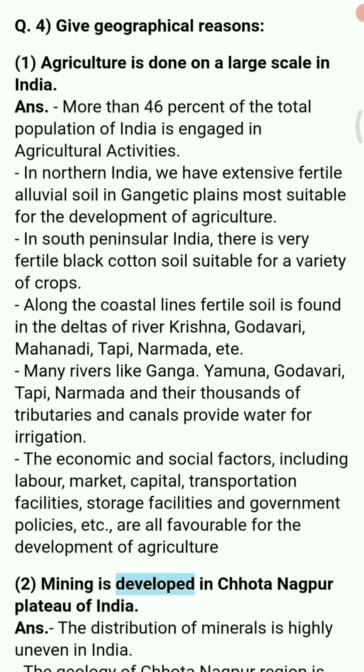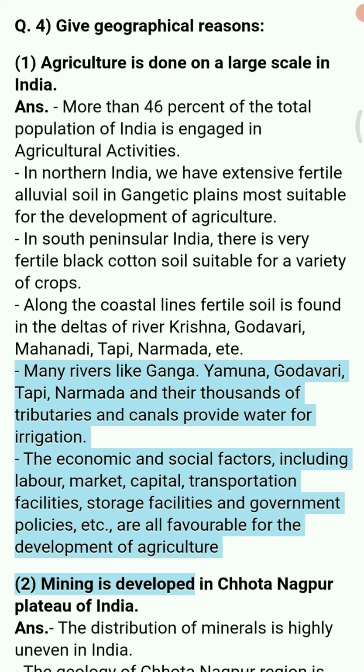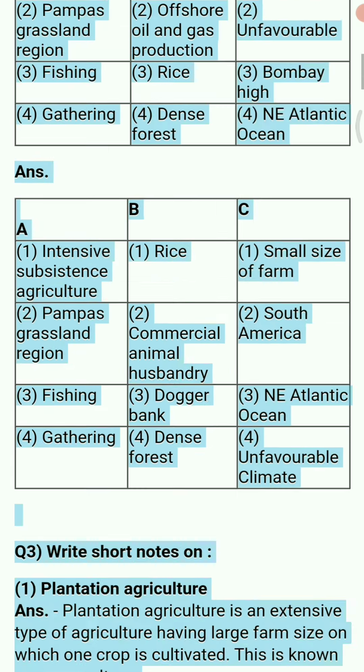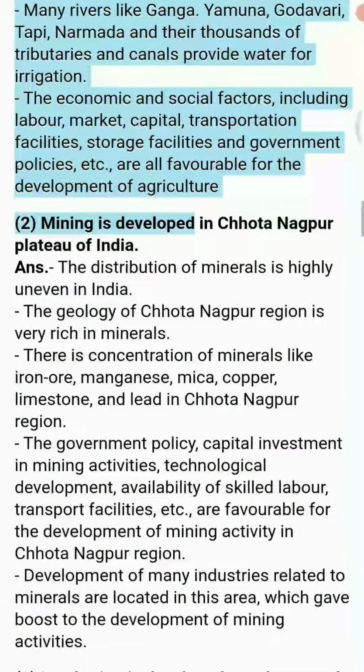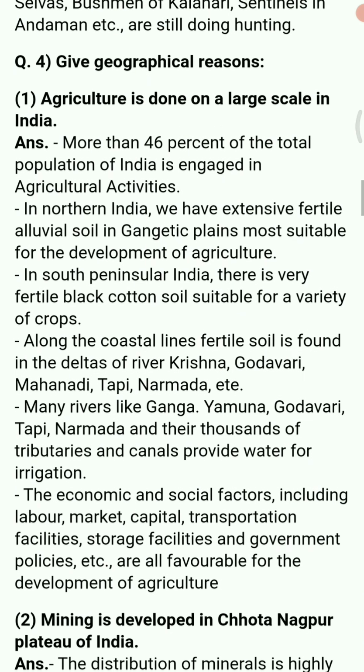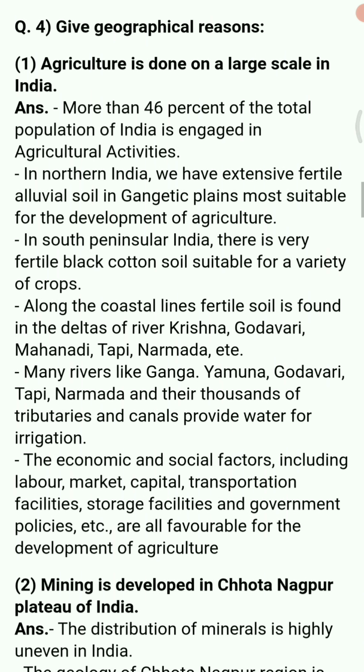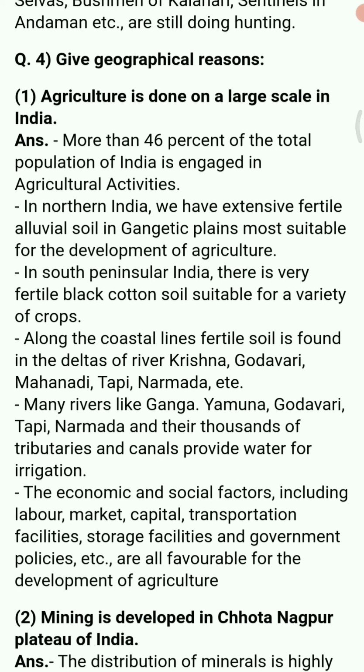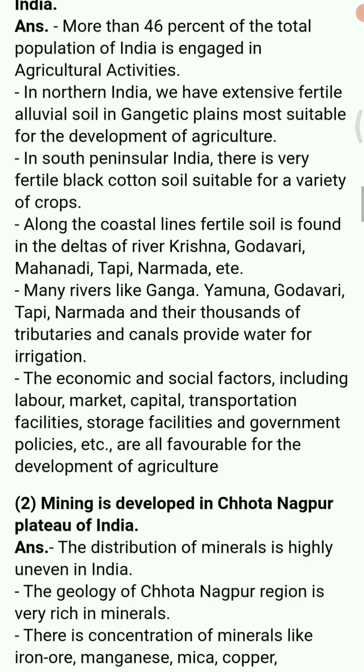The soil found in India on the plain surfaces like Gangetic plains, Krishna, Godavari, Mahanadi, Tapi, Narmada, all these plains have very fertile soil, black soil, which is very much suitable for agriculture. It also has a good amount of fertility and the capacity to give a maximum yield. Water bodies are available. So hence agriculture is done on a large scale in India.